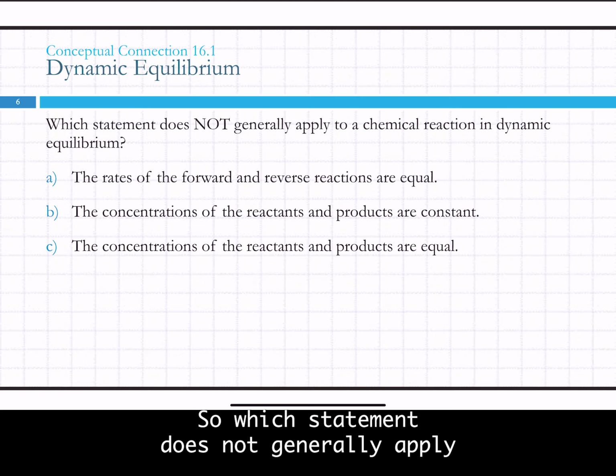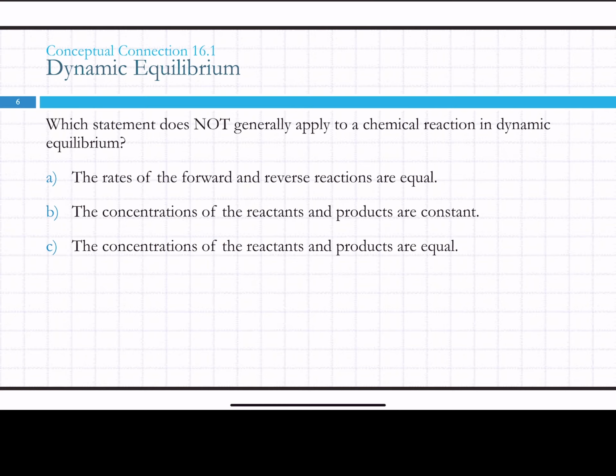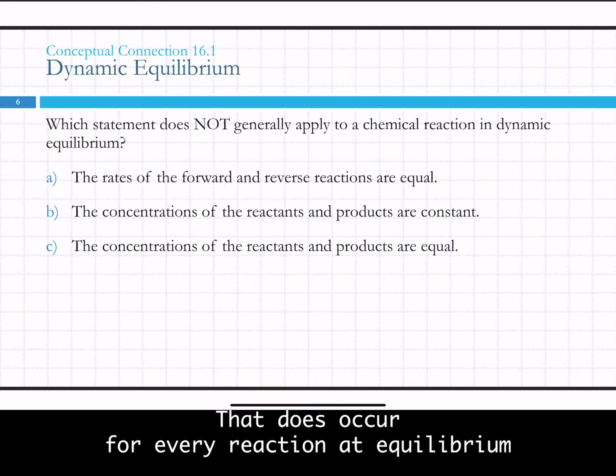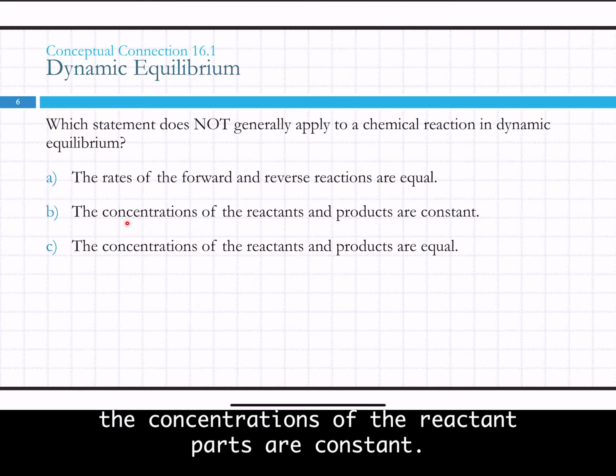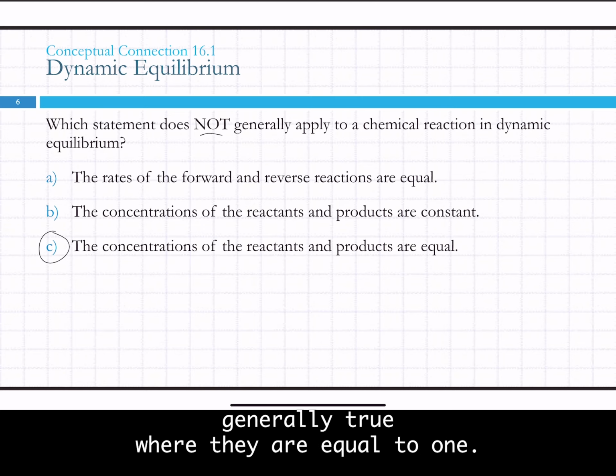So which statement does not generally apply to a chemical reaction in a dynamic equilibrium? Yeah. So rates of forward and reverse reactions are equal. That does occur for every reaction at equilibrium. The concentrations of the reactants and products are constant. That's true. So C is where it is not generally true, where they are equal to 1.